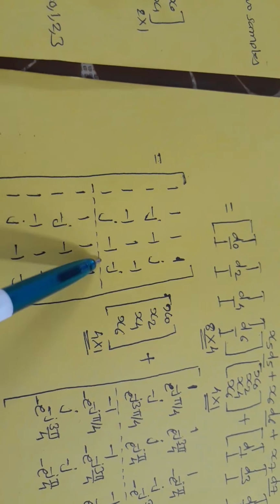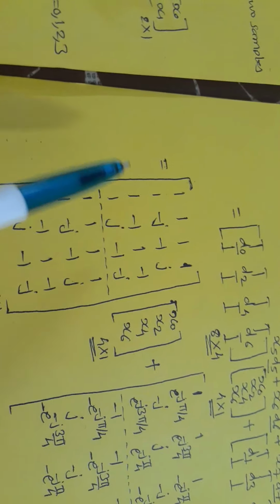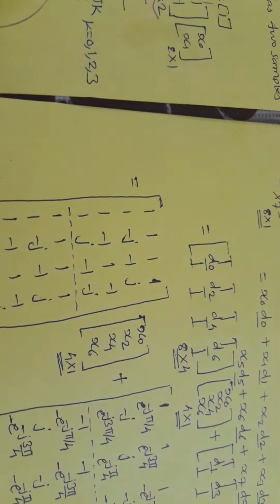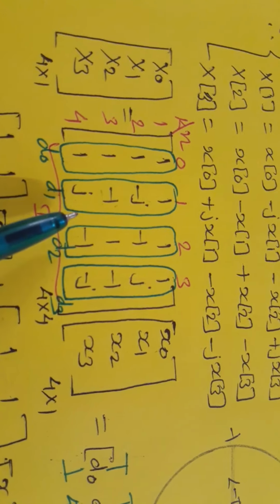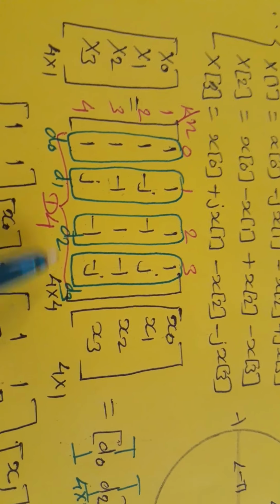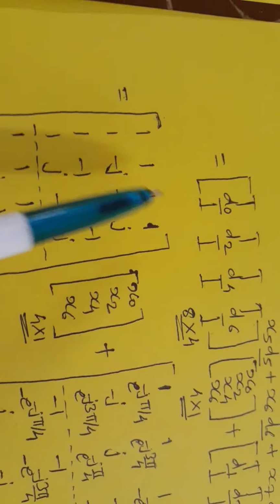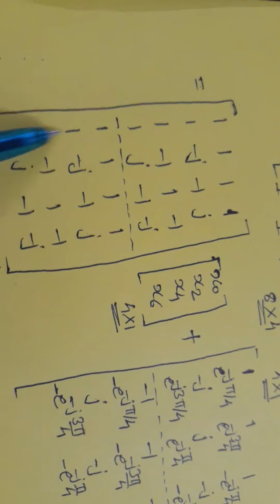So if you divide it, then this 4 cross 4 matrix is nothing but the 4-point DFT matrix that we have derived in the very first part. So that is the same over here. You can see this 4 cross 4 DFT matrix D4 we derived, that is the same as this, and the lower part is also the same.